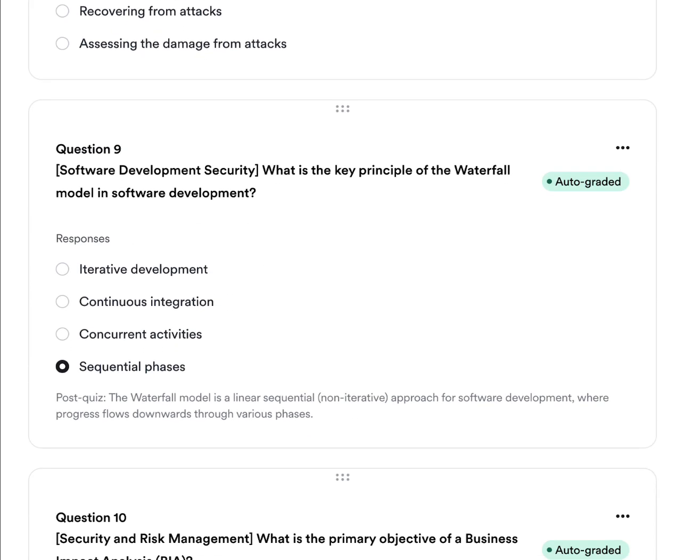Question 9. What is the key principle in the waterfall model in software development? A, iterative development. B, continuous integration. C, concurrent activities. Or D, sequential phases. And it is D, sequential phases. The waterfall model is a linear, sequential, non-iterative approach for software development, where phases basically flow downwards through the various phases.